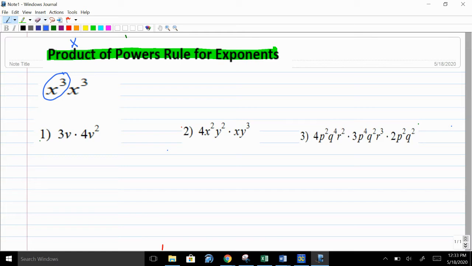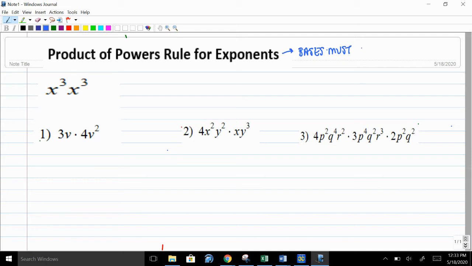So when we're talking about the product of powers rule for exponents, we're going to be multiplying powers. That's going to be our rule. Now, the first thing you need to know about this rule, guys, is that in order to apply this rule, the bases must be the same.